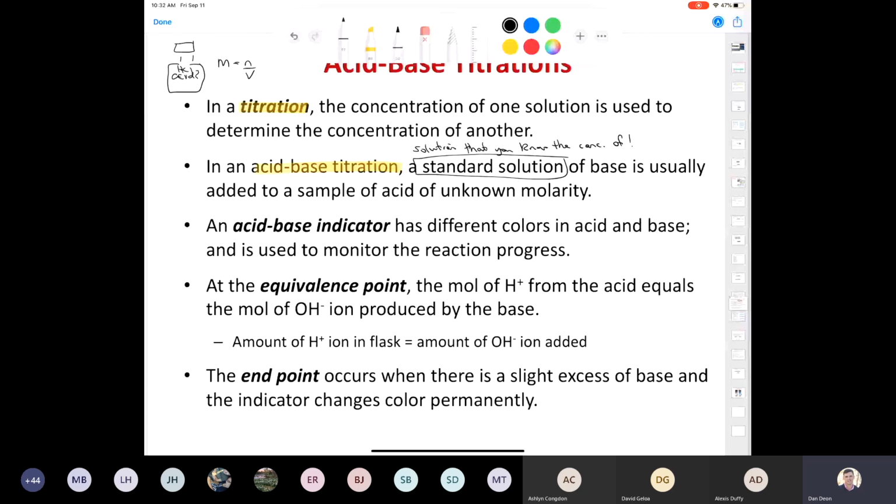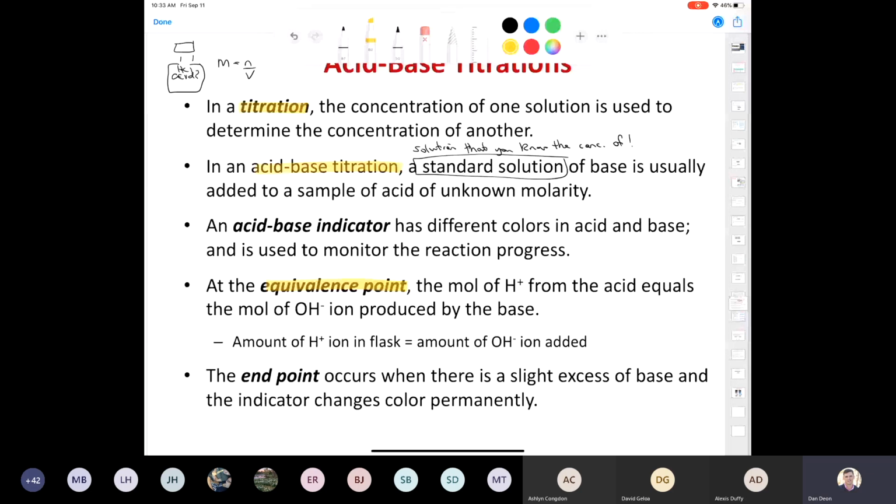Then we use what's called an indicator. So we do the acid-base reaction, and we have an indicator that has different colors in acid and base, and then we use our naked eye to monitor the color of the reaction, and we can tell when we're finished with the titration. At what's called the equivalence point, the number of moles of acid is going to be exactly equal to the number of moles of hydroxide produced by the base, right? The neutralization reaction, H plus OH minus gives you water.